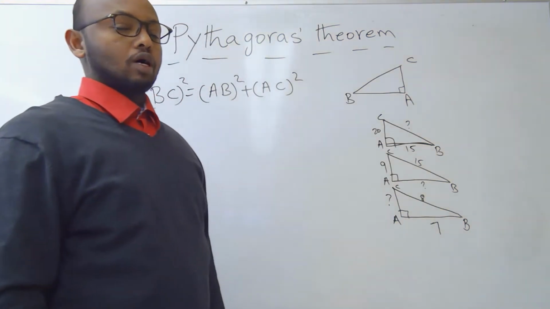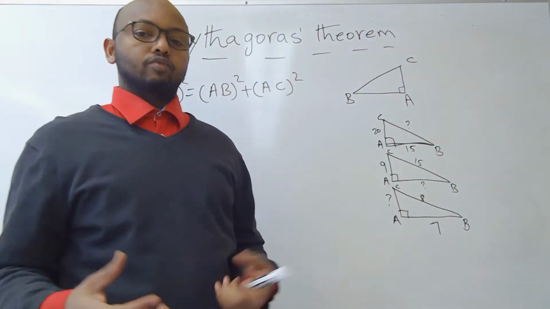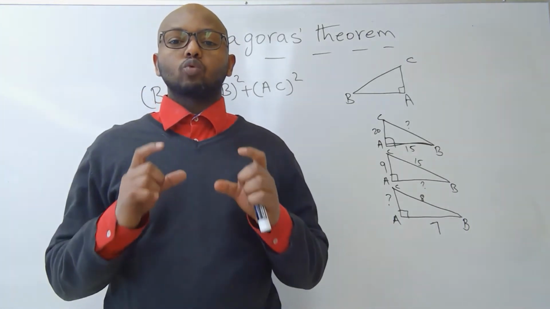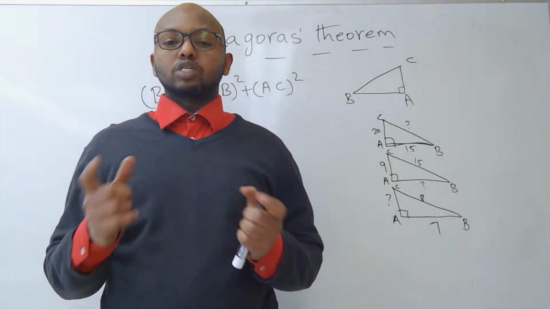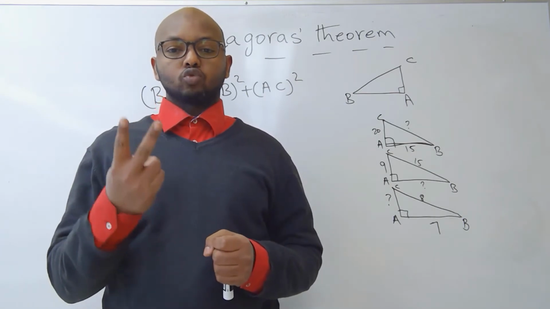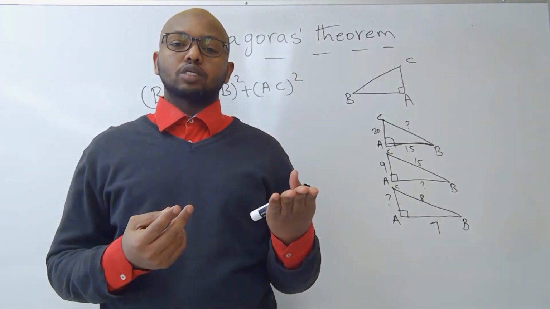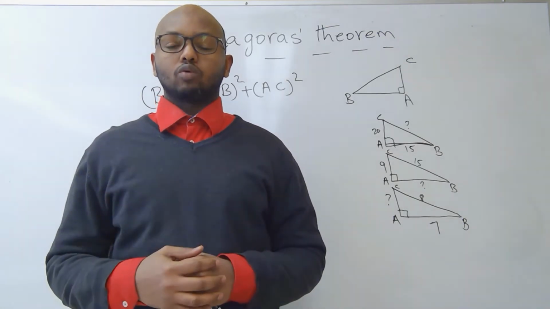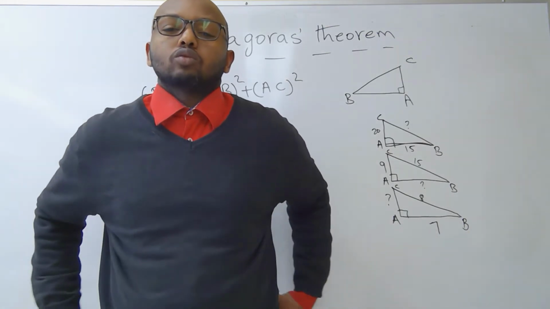Okay, so how do we get a missing side of a triangle? It has to be a right angle triangle. If I have two sides and one side is missing, how can I figure it out? That's what we will learn today.